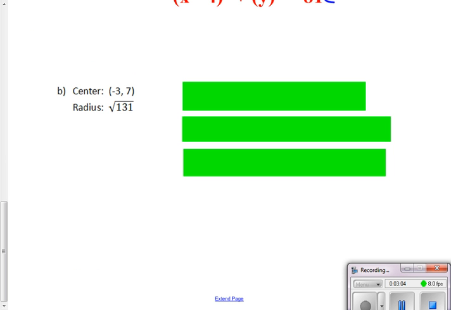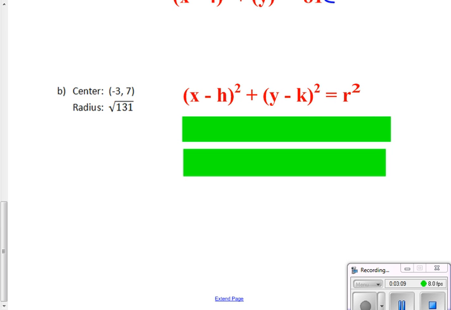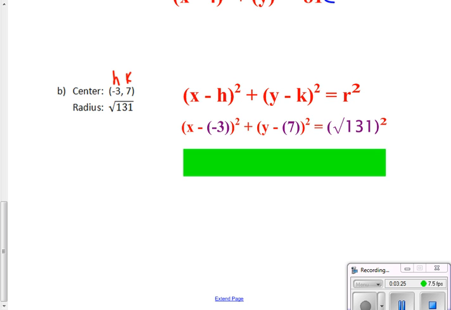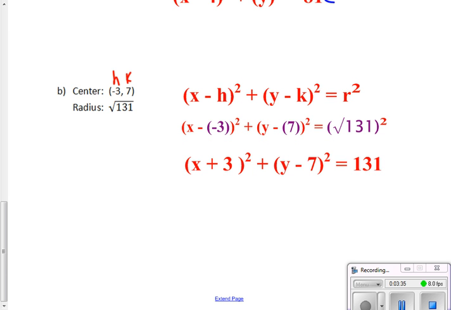That being said, why don't you go ahead and try to plug through B, very similar to A, starting off with that equation there. Substitute in your h and k values. So pause it and try to work through it. Substituting h, k, and r, here's what our new equation would look like. We substitute in negative 3, 7, and square root 131. After squaring and simplifying everything, we have x plus 3 squared plus y minus 7 squared equals 131 squared.